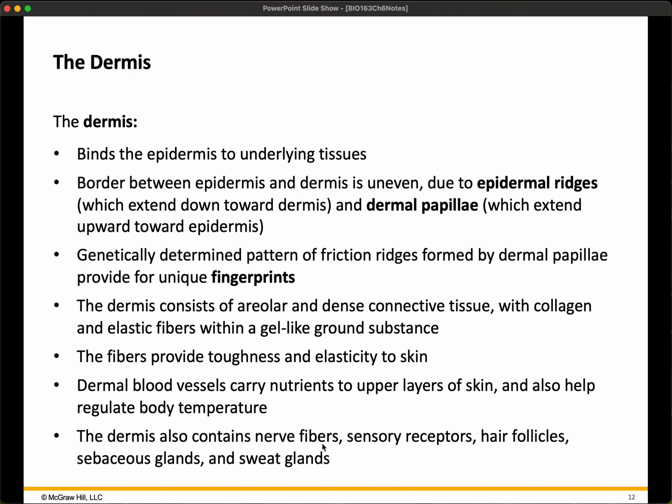We looked at tactile and Meissner corpuscles. We looked at free nerve endings, things like that. You have sensory receptors, hair follicles, sebaceous and sweat glands. All those things are held in the dermis.